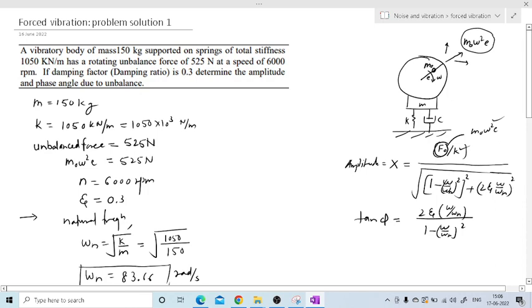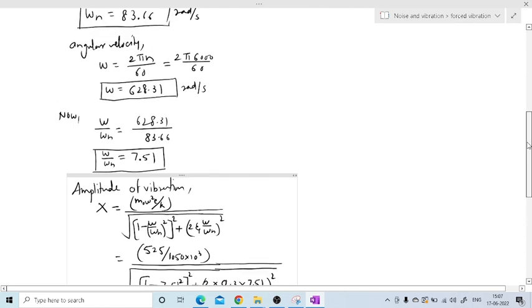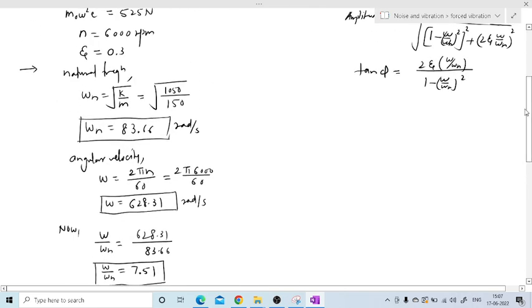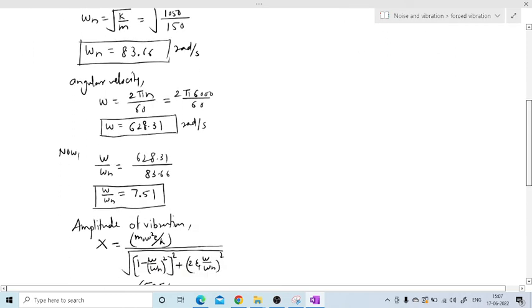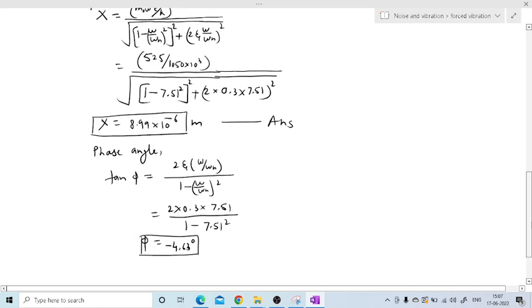In this formula we don't know the values of omega and omega n, so we determined them initially. Omega n is nothing but root k by m. So the first formula that we have is root k by m, and the second formula that we have is 2 pi n by 60 to determine omega. After getting omega and omega n, we entered all these values into the formulas of amplitude and phase angle, and we got the answers. Thank you.